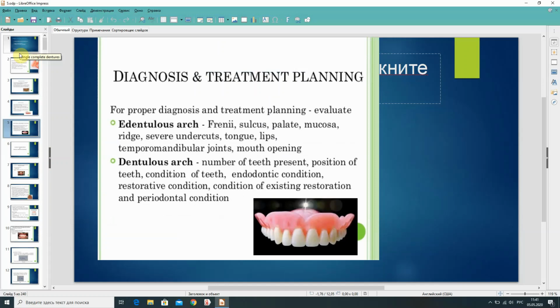Diagnosis and treatment planning. For proper diagnosis and treatment planning, evaluate the edentulous arch: sulcus, palate, mucosa, ridge, severe undercuts, tongue, lips, temporomandibular joints, mouth opening. Dentulous arch: number of teeth present, position of teeth, condition of teeth, endodontic condition, restorative condition, condition of existing restorations, and periodontal condition.